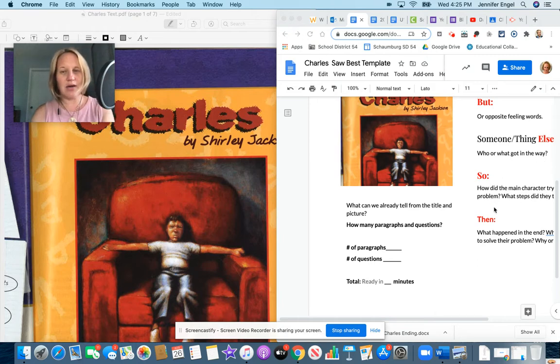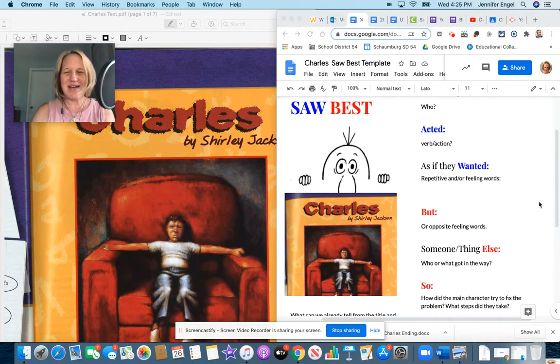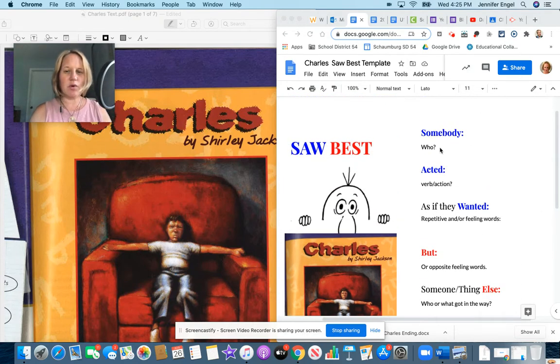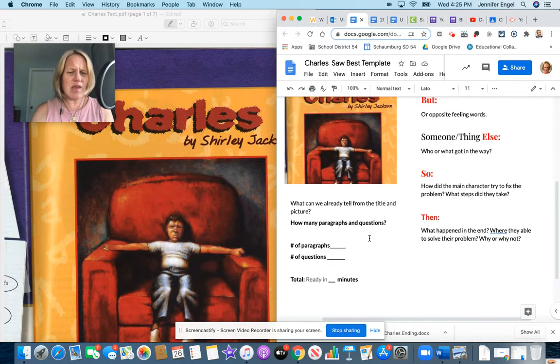So, how did the main character try to solve the problem? What steps did they take? Then, what happened in the end? Were they able to solve their problem? Why or why not? Now, sometimes when we're also looking for the who, we're also looking for what I call the POV, or the point of view, because that can give us some clues as to who the main character is.